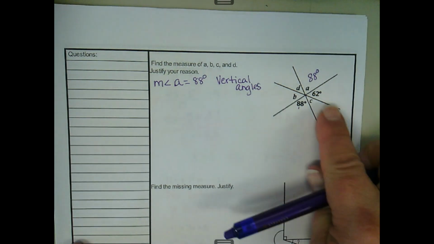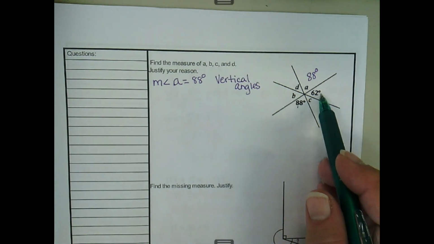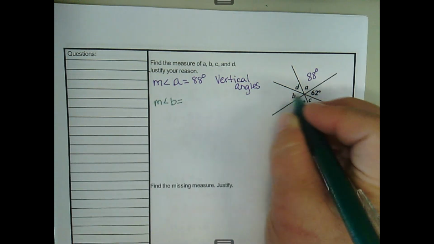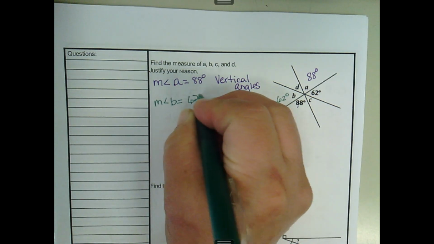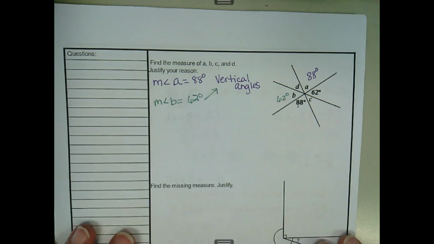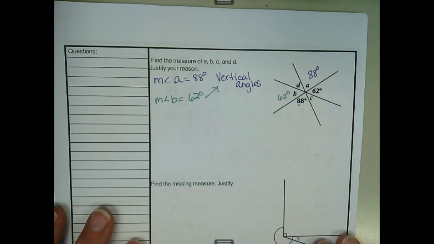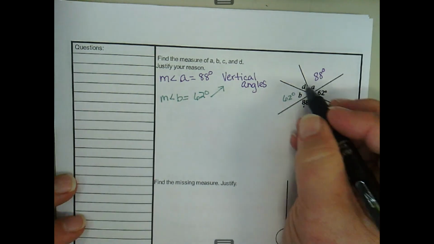Okay, when I look at B, what do I notice? Well, it's got a vertical angle too. But it's 62 degrees. Now, I could rewrite it, or I could just point up there and say it's the same reason. Okay, now I look a little bit harder. What do I know about C and D? They're also vertical angles, so I know that the measure of angle C will be equal to the measure of angle D.